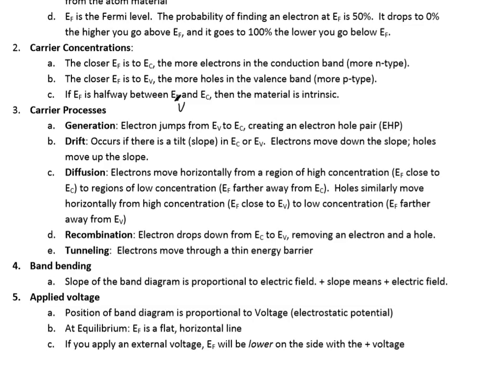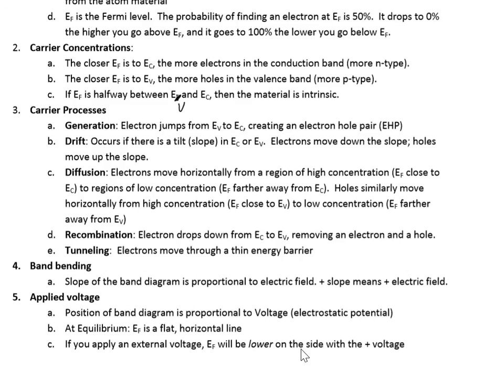So electrons move down the slope. Holes move up the slope. That's drift current. Diffusion current, how that's represented in a band diagram, is where electrons move horizontally from regions of high concentration, in other words, where EF is close to EC, to regions of low concentration, where EF is farther away from EC. So holes similarly move from high concentration to low concentration. We spent a lot of time talking about the energy band diagrams for drift. We didn't spend as much time talking about the energy band diagrams for diffusion, but this is the basic concept here. Recombination: an electron drops down from EC to EV, removing an electron and a hole.